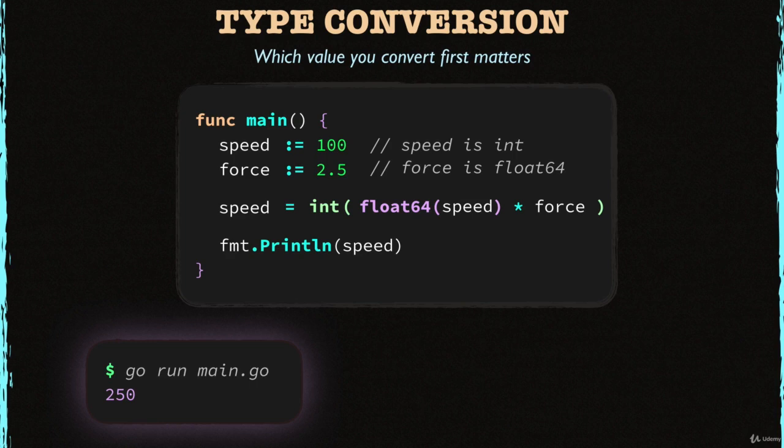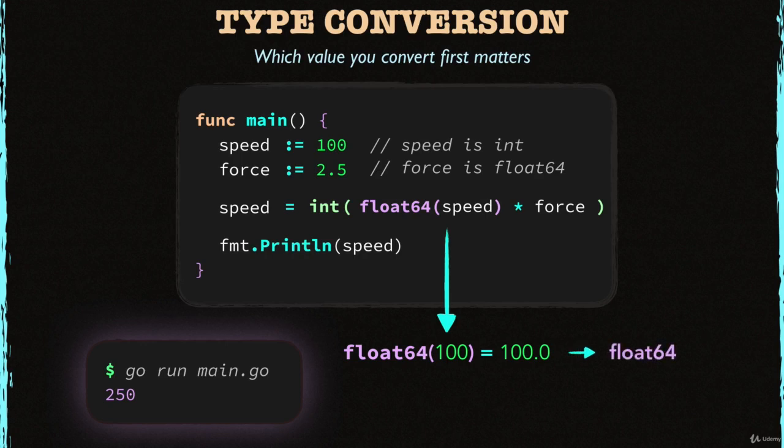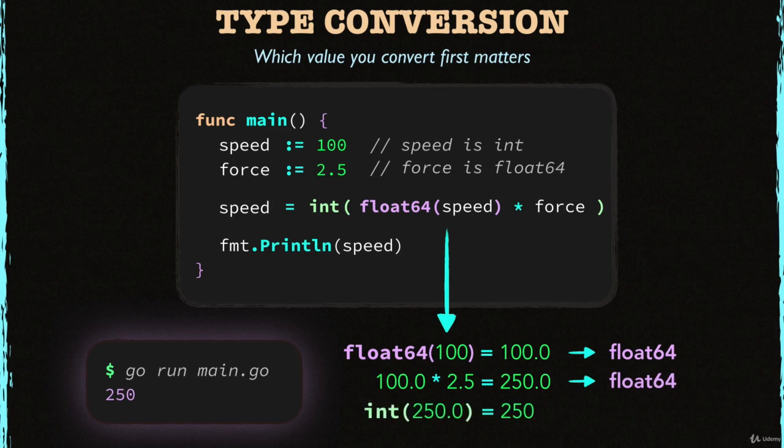In the expression, it first converts the value of the speed variable. So it becomes 100.0, which is a float64 value. Then it multiplies the result with the force variable. This means it multiplies two float values. So it multiplies 100.0 by 2.5. So the result becomes 250.0, which is another float value. And in the end, it converts the result value of 250 to an int value. So the result becomes 250, which is an int value.